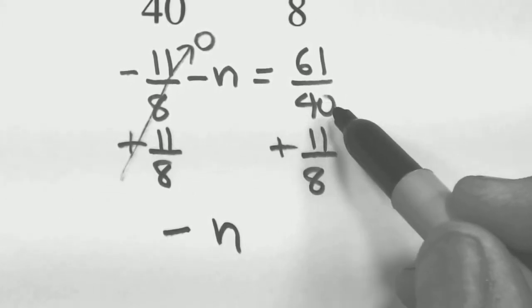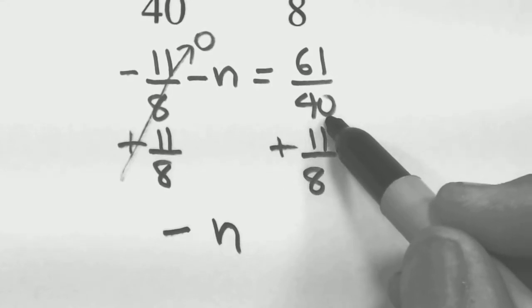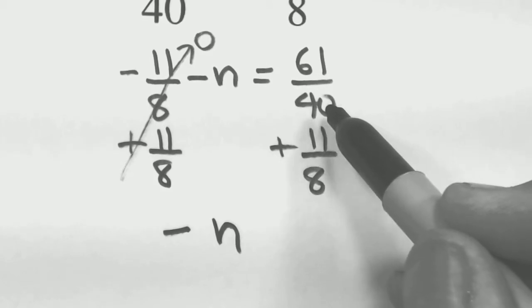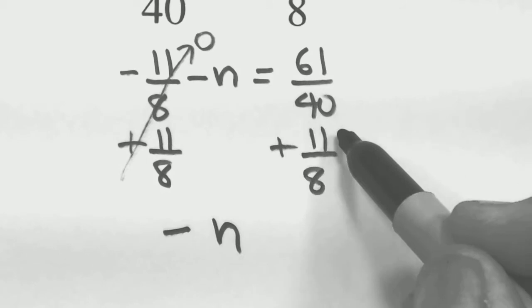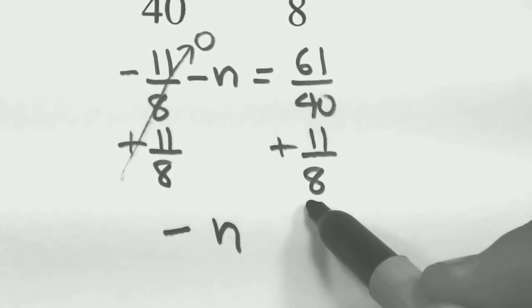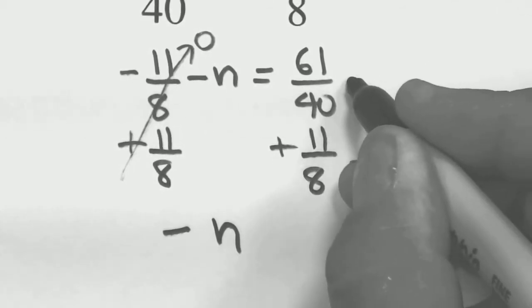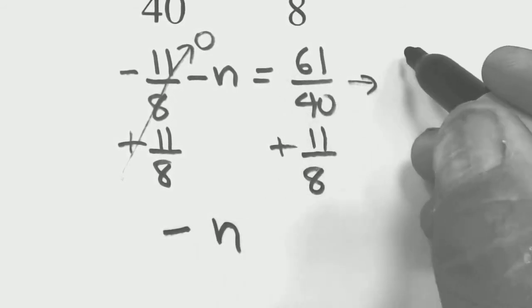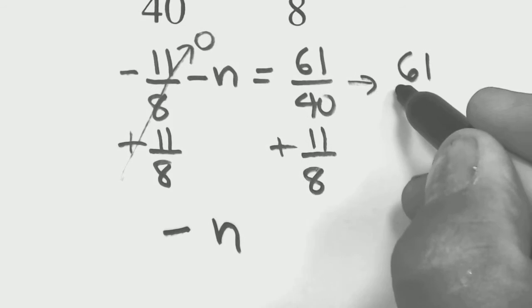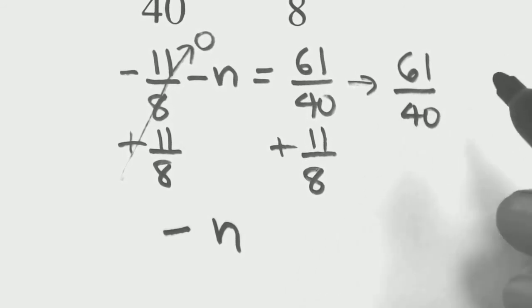Well, what is the common denominator? We start looking at multiples of the largest denominator, which is 40. The first multiple of 40 is 40, and 8 divides evenly into 40, so we want both of these in 40ths. Let me go ahead and write over here what they are. Notice this one is already at 40ths, so it remains 61 over 40.